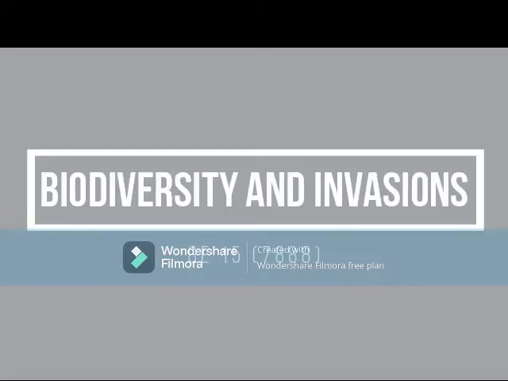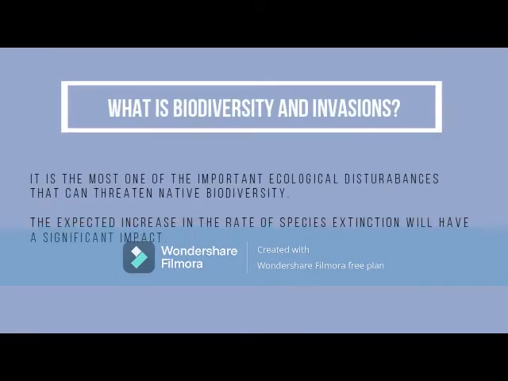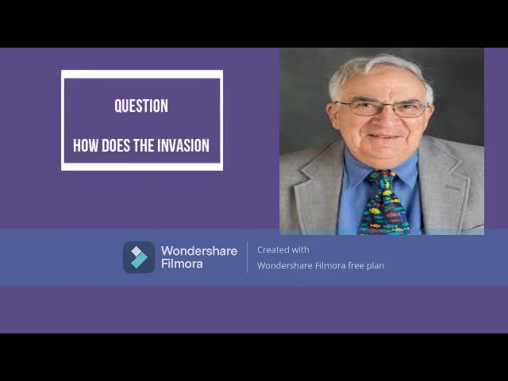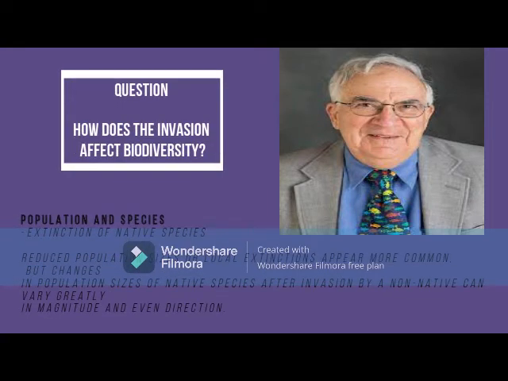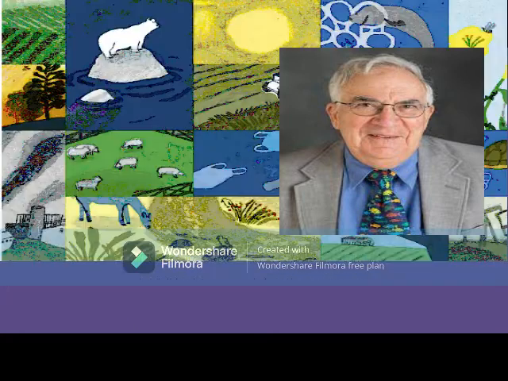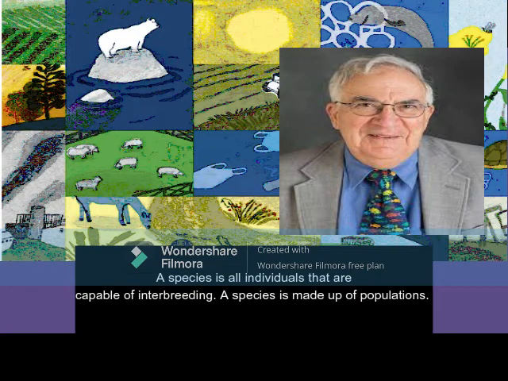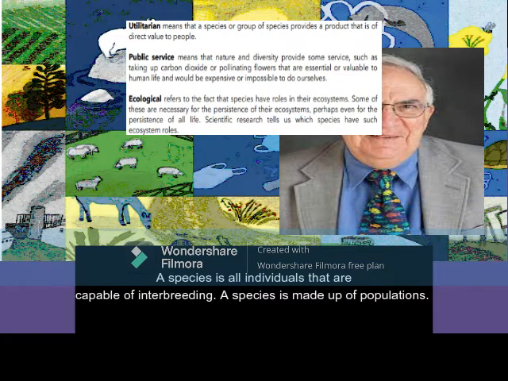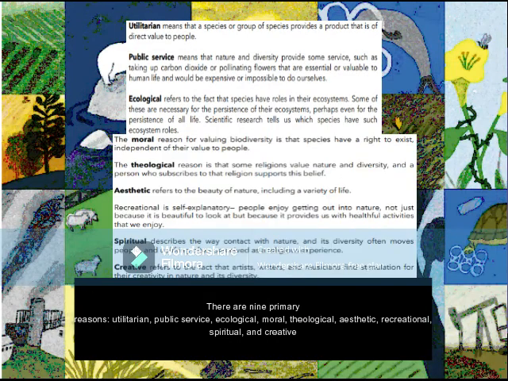This is one of the most important ecological disturbances that threaten native biodiversity. Question: how does invasion affect biodiversity? Here's the answer. Population and species extinction is caused by the extinction of native species.